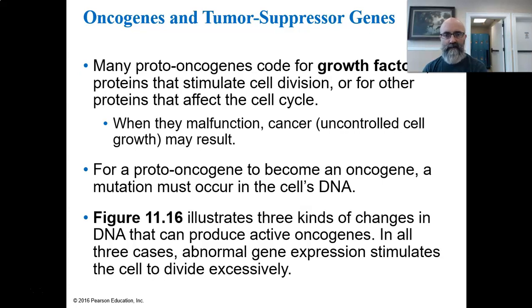all a gene ever does is code for a protein. Remember, the gene doesn't make the protein. The ribosome makes the protein. The role of the gene is to tell the ribosome the sequence of amino acids in that protein, therefore how it's going to fold up and what its job is going to be. So the proto-oncogene is the recipe for this type of protein that is called a growth factor. And just like the name implies, what does this protein do?